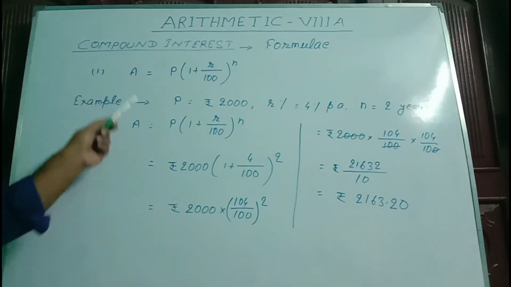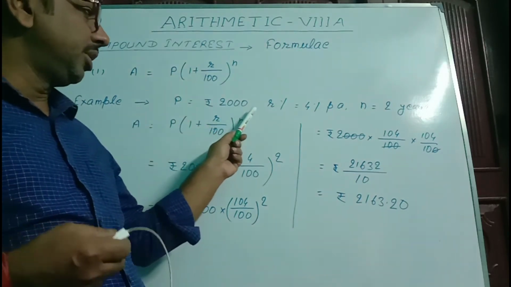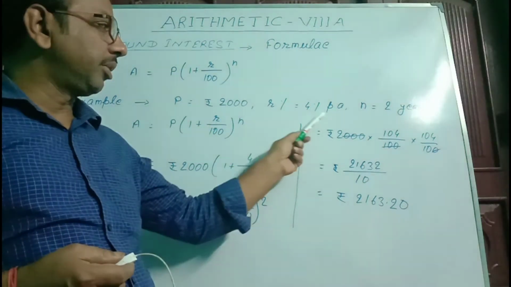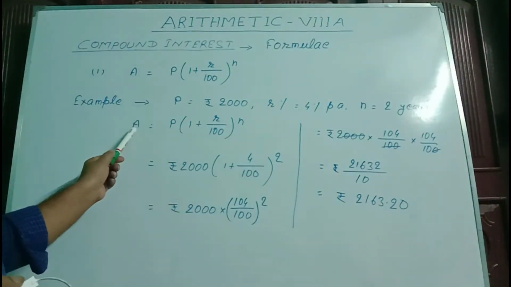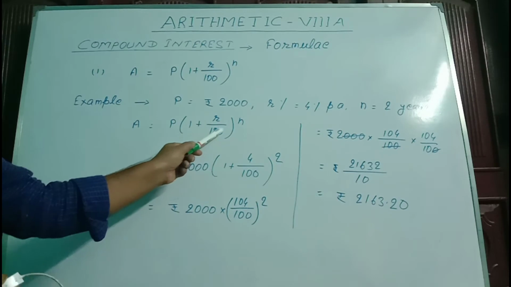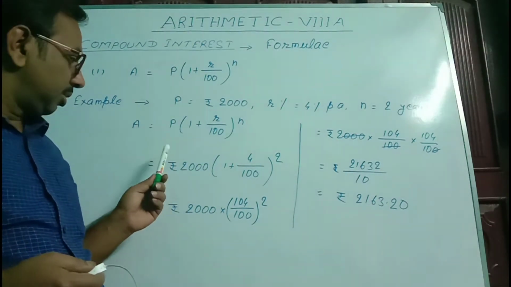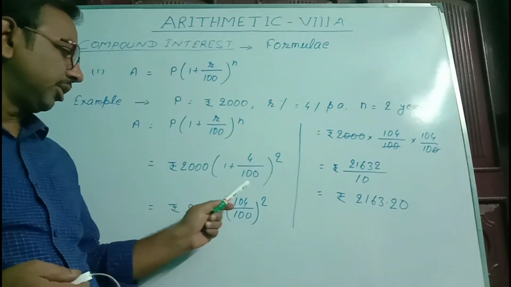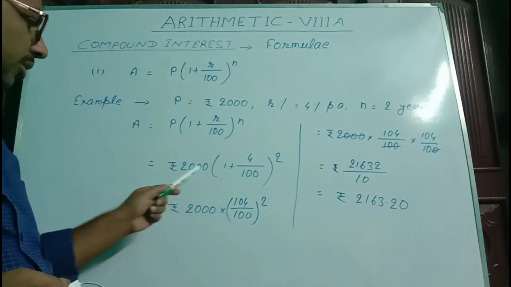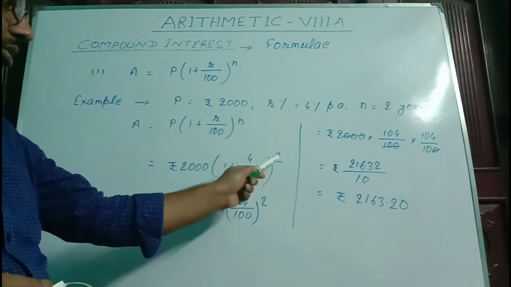I have used this formula in this example. If principal equal to rupees 2000, rate of interest equal to 4% per annum and time is 2 years, as per formula A equal to P into 1 plus R by 100 to the power N, we are going to find the amount. So I kept these values of P, R and N. I got this equation, rupees 2000 into 1 plus 4 by 100 whole square, N is 2, so it became whole square.